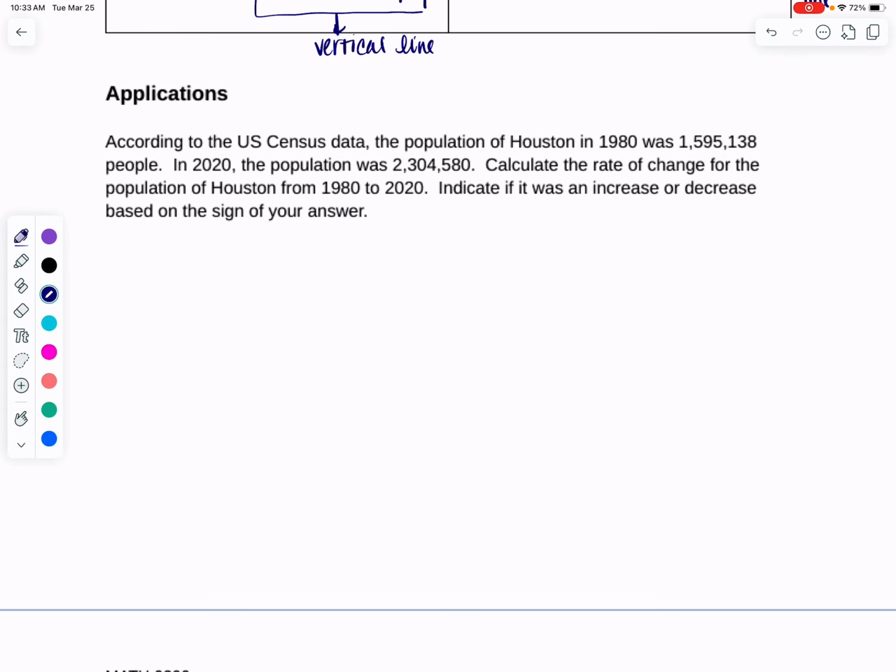Now let's look at an application problem. Because it's great to work these things just finding slope of line all day, but unless you can actually apply it to the real world, it doesn't do you a whole lot of good. So according to the U.S. Census data, the population of Houston in 1980 was 1,595,138 people. In 2020, the population was 2,304,580 people. Calculate the rate of change for the population of Houston from 1980 to 2020. We're going to indicate whether it was an increase or a decrease based on the sign of your answer.